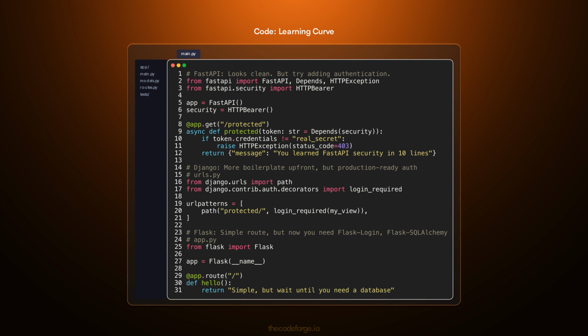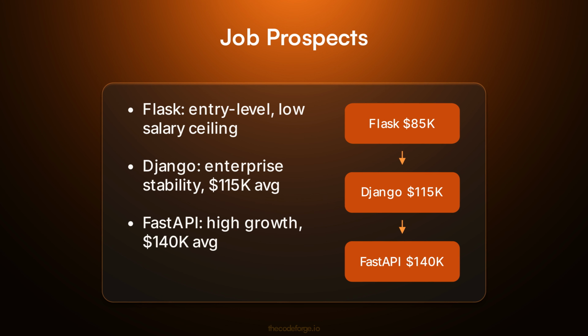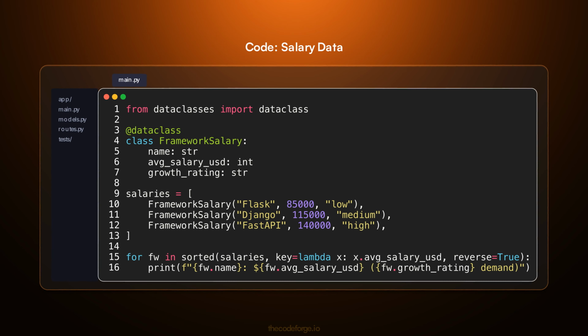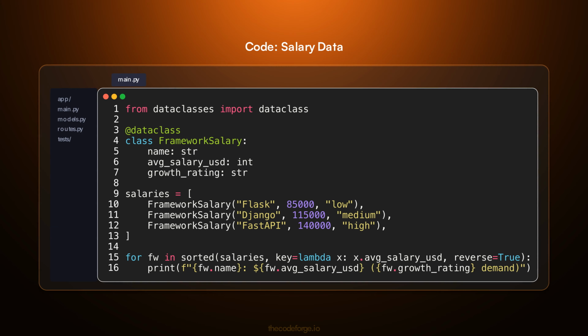Flask jobs are often entry-level. Django dominates enterprise Python roles with stability. FastAPI roles pay 20–30% more because engineers who understand async production debugging are rare. Here's a quick data class showing average salaries. FastAPI leads in both pay and growth. Django is a solid middle ground. Flask is lowest, but still a good starting point.